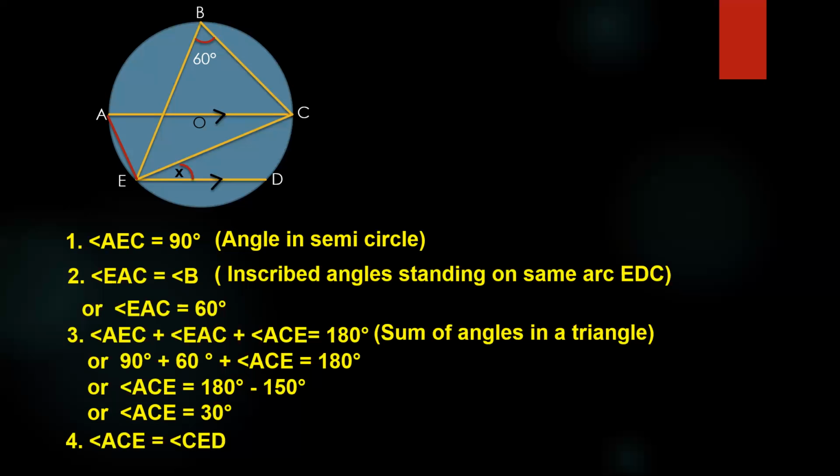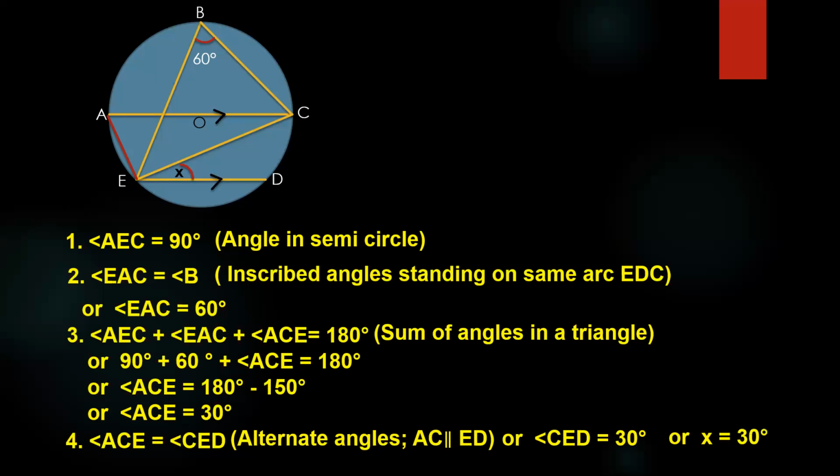Now here we can say ACE is equal to CED. Why? It is the alternate angles. AC is parallel to ED. Now here we can say angle CED equals 30 degrees, because ACE is 30 degrees. Already we found it. Now here we can say CED is equal to X. So the value of X is equal to 30 degrees.